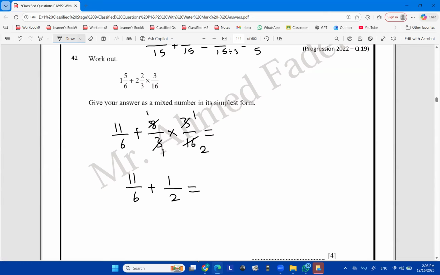Now, I'm going to multiply this by 3 and this by 3 to make the denominators the same. 11 over 6 plus 3 over 6, which is 14 over 6. Dividing it by 2 will give me 7 over 3. That's the simplest form. Even if they don't ask for it, please always write it as a mixed number. How many 3s are in 7? I have 2 3s, remainder 1. So 2 and 1/3.